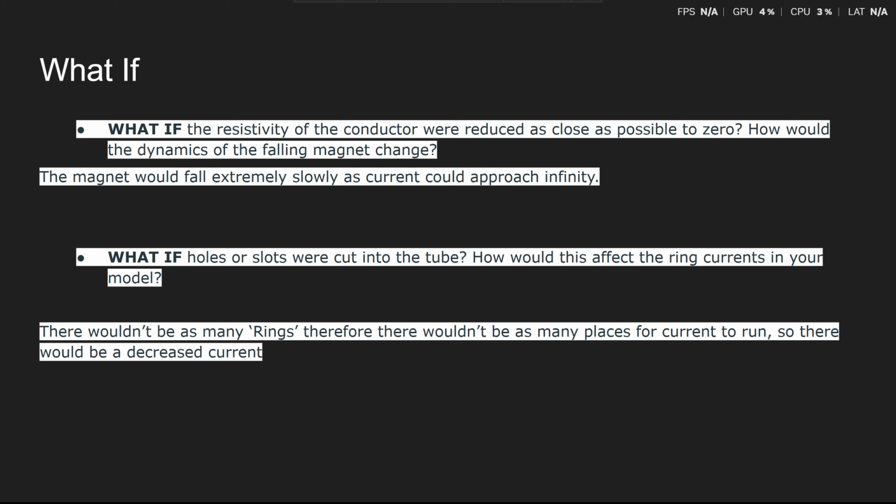And then what if holes or slots were cut into the tube? Basically, at those spots, no current can flow, or you could say it has almost infinite resistance. There wouldn't be as much current running through the whole thing, so it would start falling faster instead. Since there's less current, there's less force counteracting, so the magnet will fall faster.